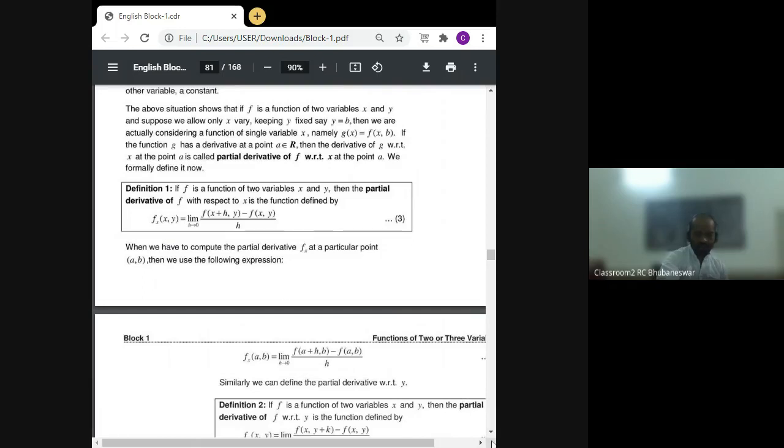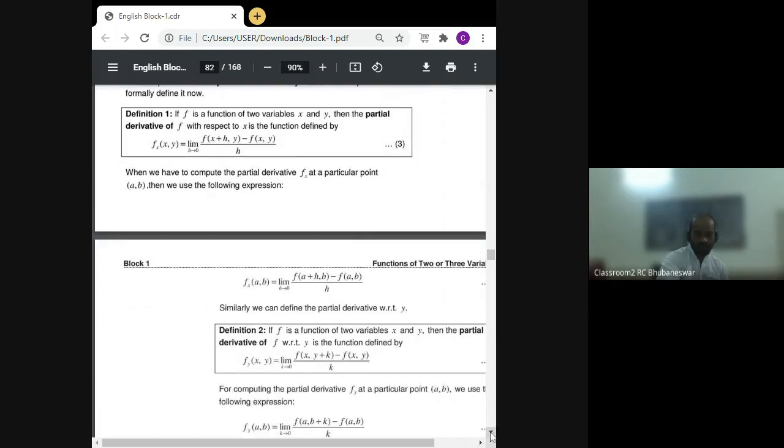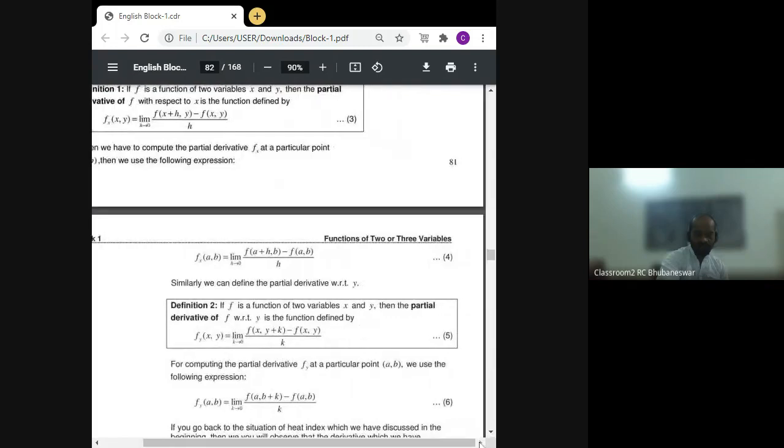Similarly, if we calculate the partial derivative with respect to y, then we represent it as f subscript y, and the limit is as k approaches 0, and look at the difference here: f(x, y plus k) minus f(x, y), divided by k. Previously we represented x plus h comma y, but in the second we represent x comma y plus k. That means in the second definition y changes, and we estimate the change in y, but in the first definition we calculate the change in x.